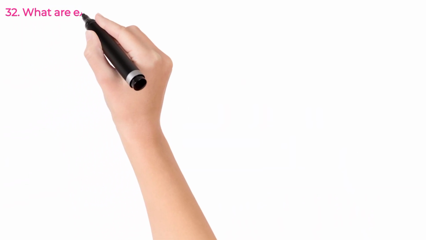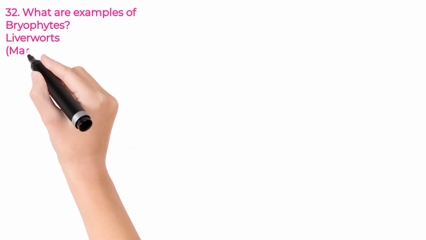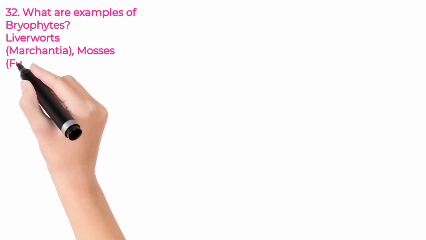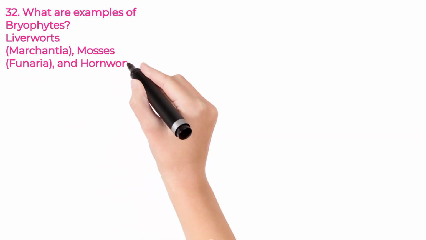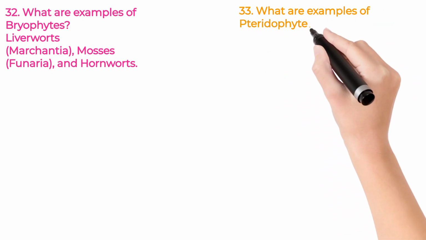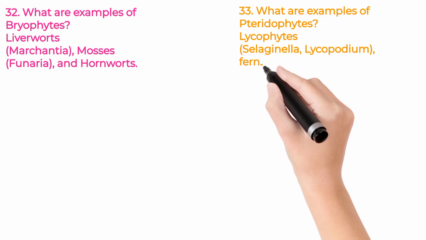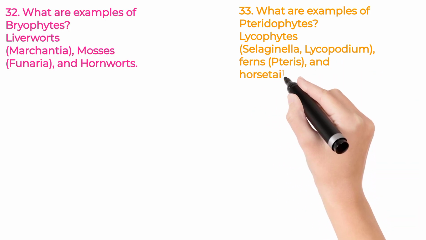32. What are examples of bryophytes? Liverworts, Marchantia, mosses, Funaria, and hornworts. 33. What are examples of pteridophytes? Lycophytes, Selaginella, Lycopodium, ferns, Pteris, and horsetails, Equisetum.